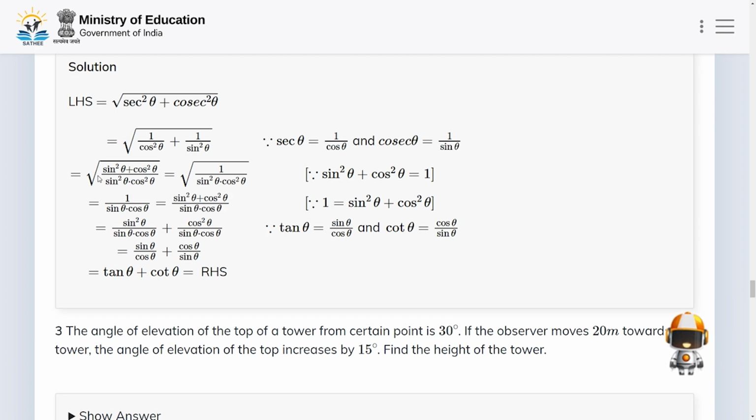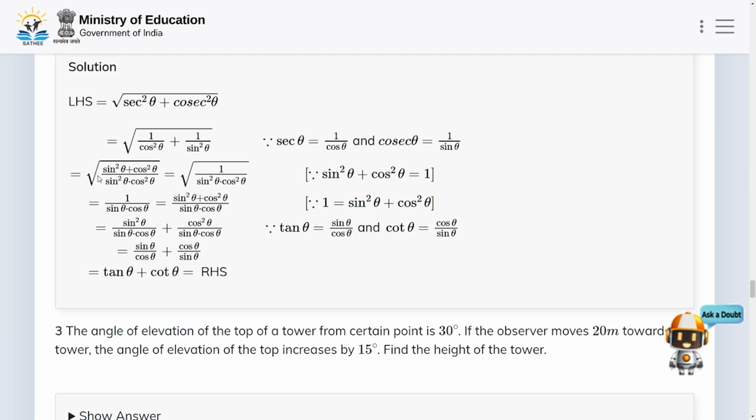We know sine square theta plus cos square theta is equal to 1. So if we replace 1 with sine square theta plus cos square theta, then we get (sine square theta plus cos square theta) divided by (sine theta into cos theta). And this is equal to sine square theta by (sine theta cos theta) plus cos square theta by (sine theta cos theta), and this is equal to sine theta by cos theta plus cos theta by sine theta, and this is equal to tan theta plus cot theta, which is actually our right hand side.